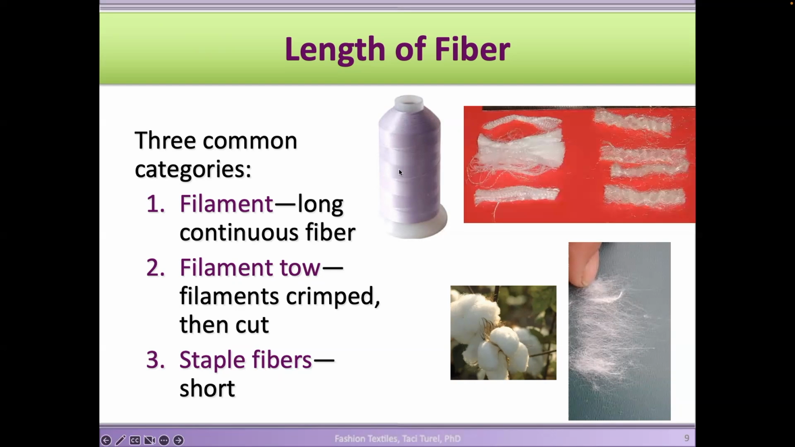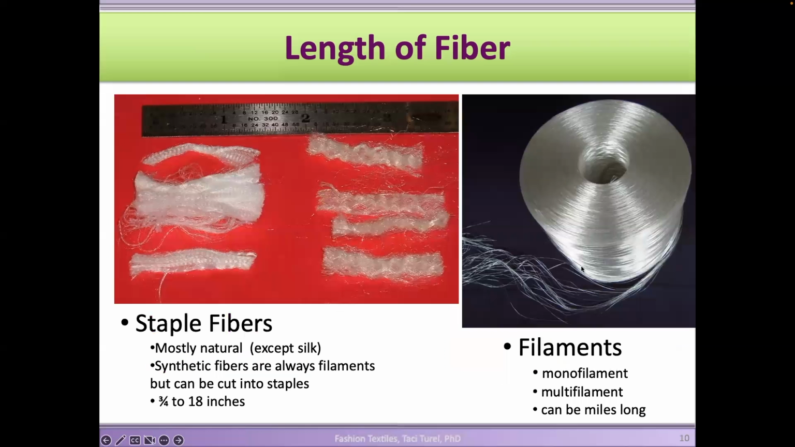And sometimes we take filaments and we cut them into staple form because we blend, for example, polyester and cotton together. To be able to blend them, you have to cut them short and make them almost similar in length so that they can be blended. So these are synthetic fibers that are cut into staple sizes or short sizes, okay?